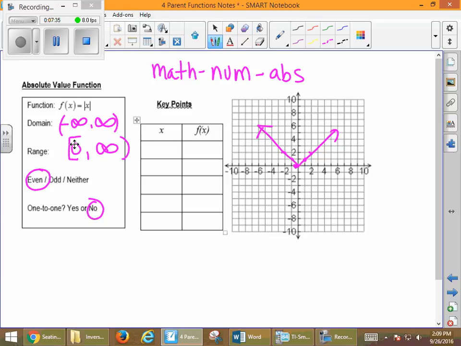We are still an even function. We're symmetric with respect to the y-axis, but we do fail the horizontal line test. The function is not 1 to 1.